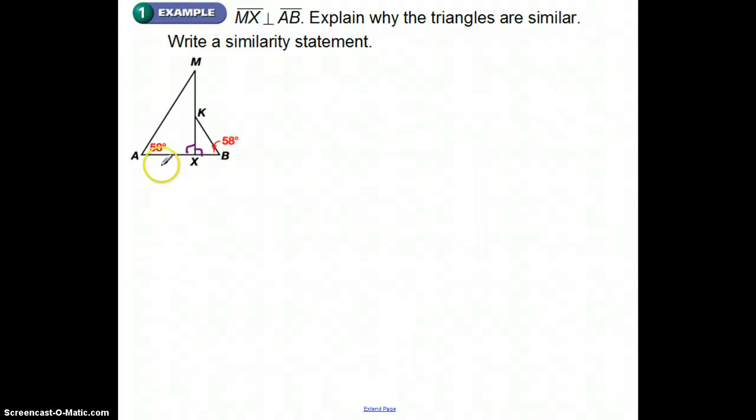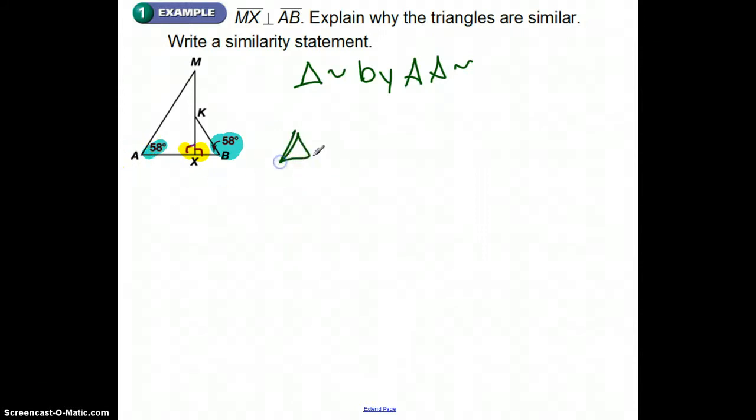So first of all, if I look at this big triangle, it has a 58 degrees in it. This smaller triangle has a 58 degree in it. This angle is 90 and this angle is 90. So in this one, these triangles would have to be similar by angle similarity. Now we're actually going to have to pair them up. So let's take a look at this.